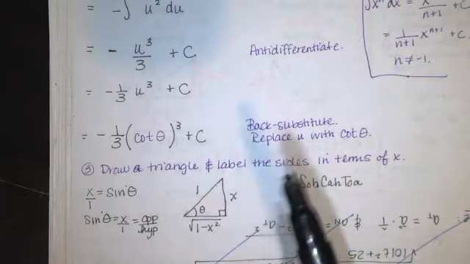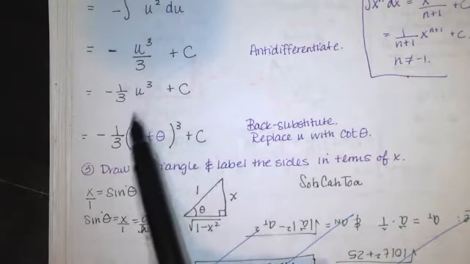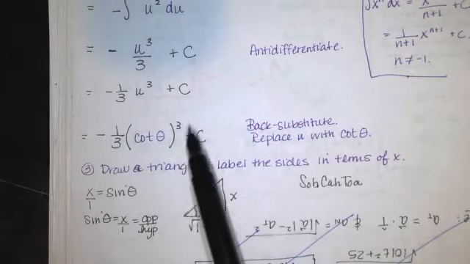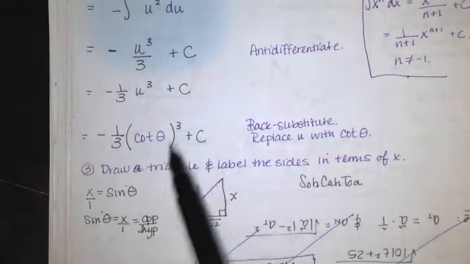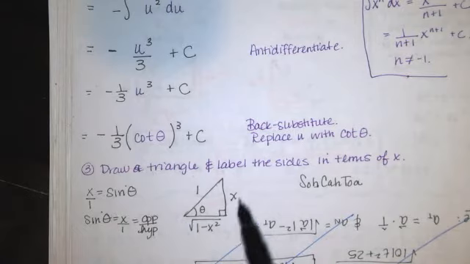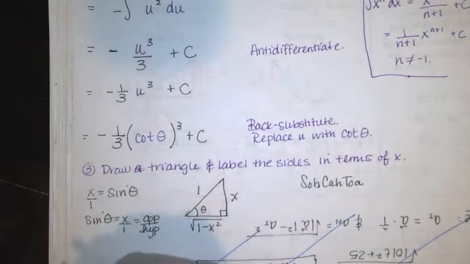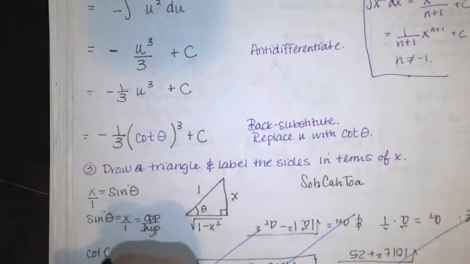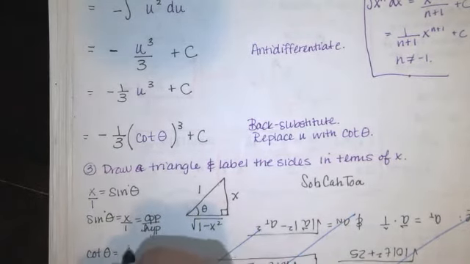Now, our goal for this particular problem is to write this negative 1/3 cotangent of theta quantity cubed plus C in terms of x. So what we need is to find cotangent of theta using this triangle. And it's actually relatively easy to do. Cotangent of theta is 1 over tangent of theta.